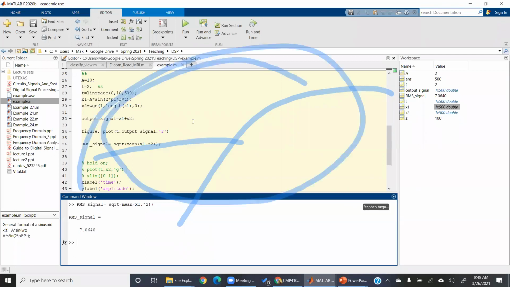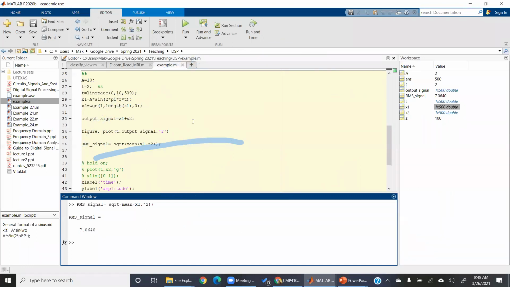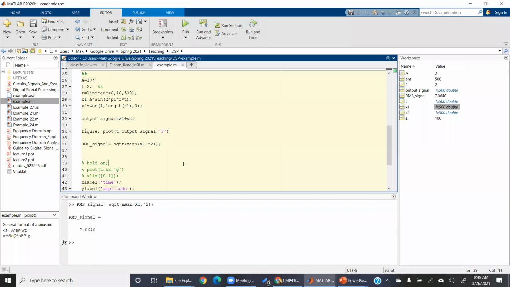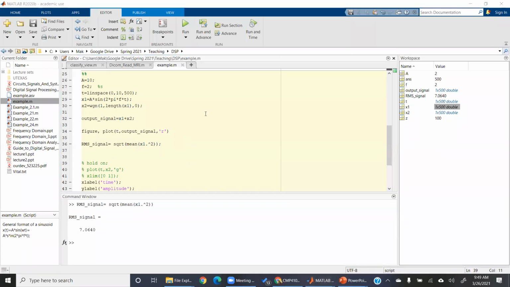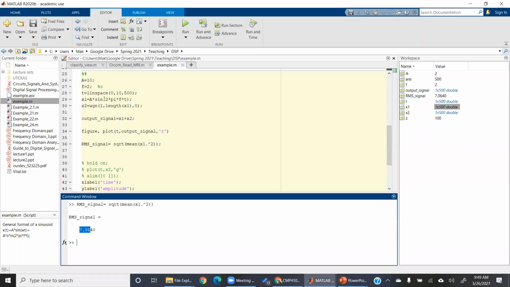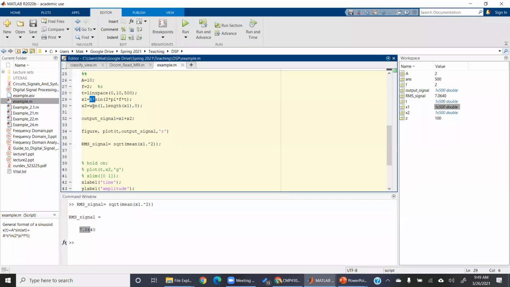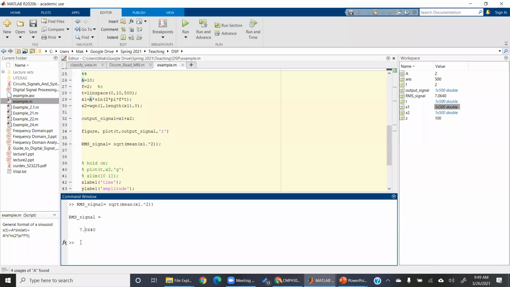Could you please mute? Okay, so I was telling you, the reason you're getting this as 7.0 is because you have a 10 on the amplitude of this signal. If we didn't have a 10, if the amplitude were 1, then we'd have this as 0.7.